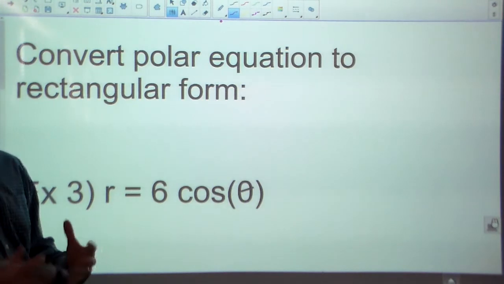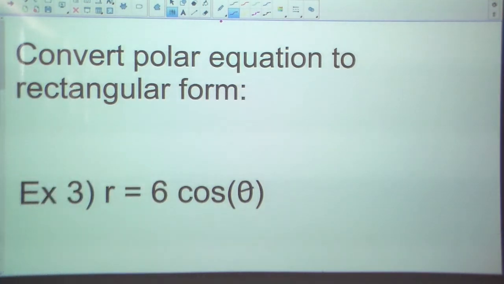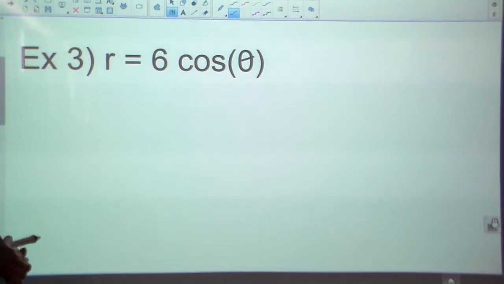As with everything in math, now that we've done it one way, let's go the opposite direction. Let's make sure we can go forwards and backwards. So convert these polar equations into rectangular form. All right, well, first up, you've got r equals 6 cosine theta.